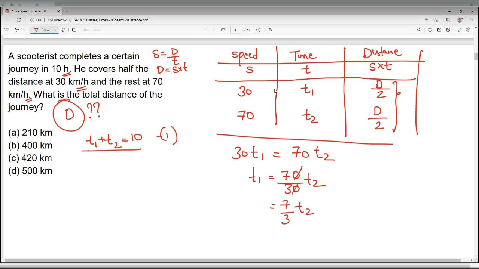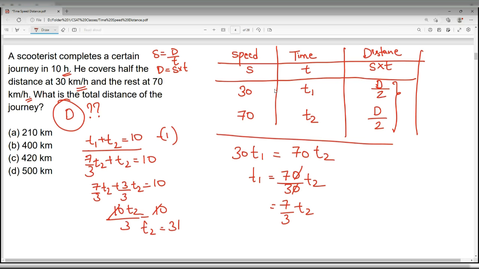So input this value of T1 here. It is 7 by 3 T2 plus T2 is equal to 10. This can be taken as 7 by 3 T2 plus 3 by 3 T2. Instead of taking LCM, I'm writing it like this. This is 10 T2 by 3 is equal to 10. 10 and 10 cancel. T2 is equal to 3 hours. And T1 is equal to 7 hours.